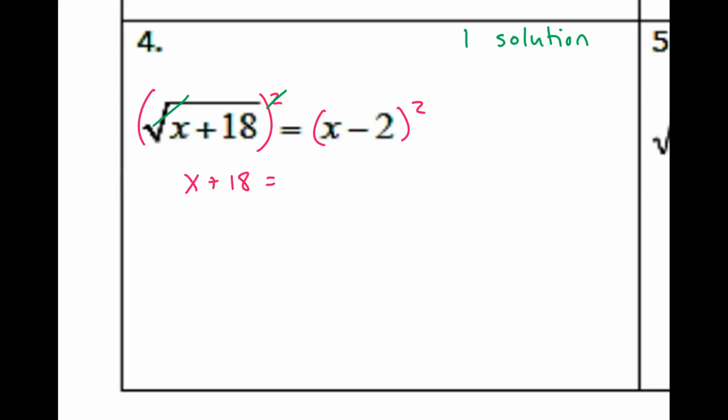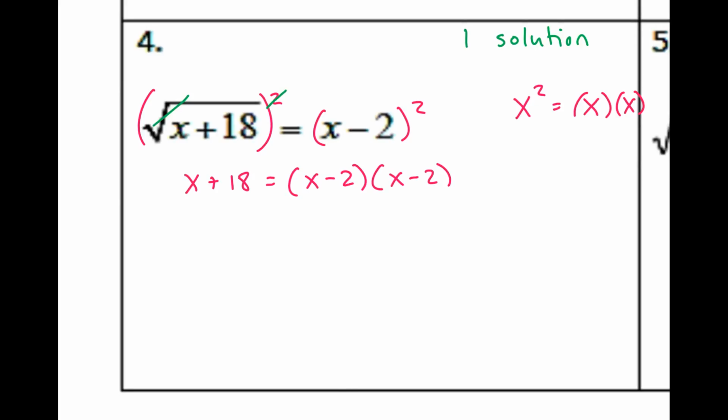What happens on my right side? X squared minus 4. That's illegal math. What does the square mean? If I square x, what does that mean? You're multiplying x times itself, right? So if I'm squaring x minus 2, what is happening? It's going to be x minus 2 times x minus 2.